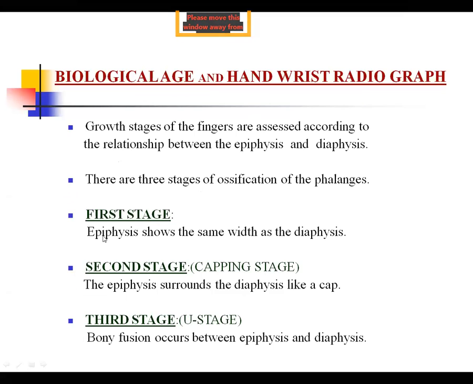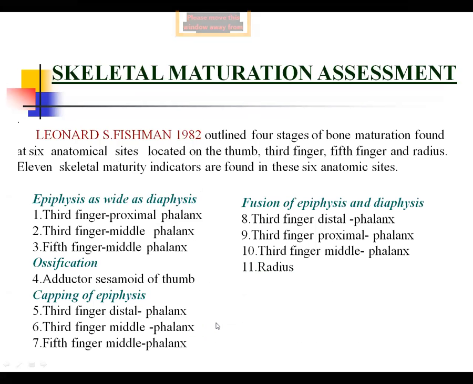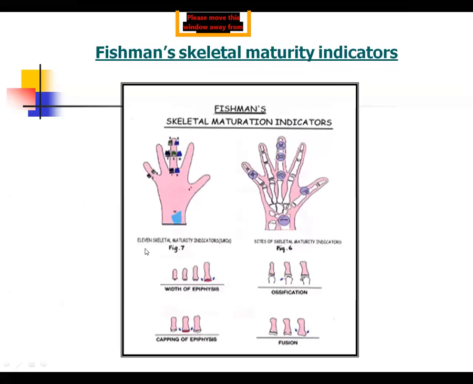As I said before, the first stage is epiphysis showing the same width as diaphysis. Second is capping stage and third is union stage. Most commonly used is the Fishman method, which was given in 1982. It has 11 stages. In this, the first stage is epiphysis as wide as diaphysis, and this is seen in 3 locations: third finger proximal phalanx, third finger middle phalanx, fifth finger middle phalanx.